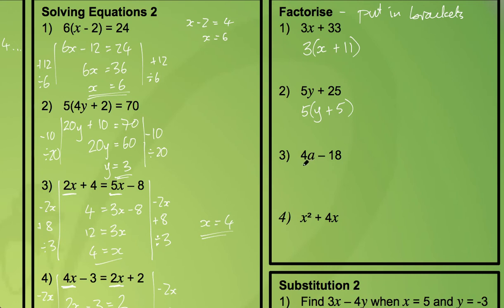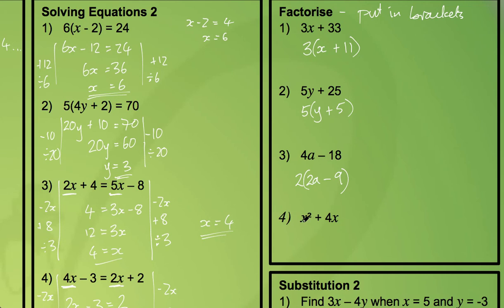This one, does 4 go into 18? The answer is no, not as a whole number. So the highest number that goes into both 4 and 18 is 2. What do I multiply 2 by to end up with 4a? The answer is 2a. What do I multiply by 2 to get to 18? Is a 9, and I've got that minus sign followed through in the middle.